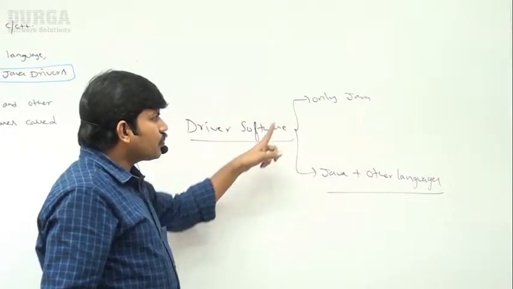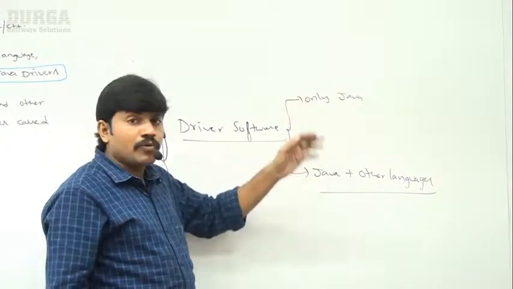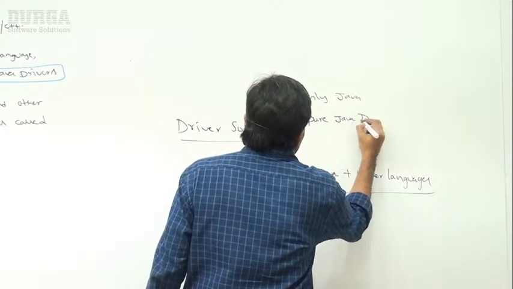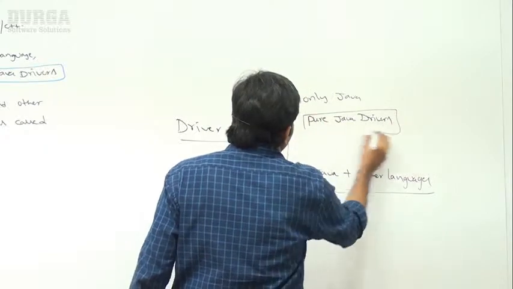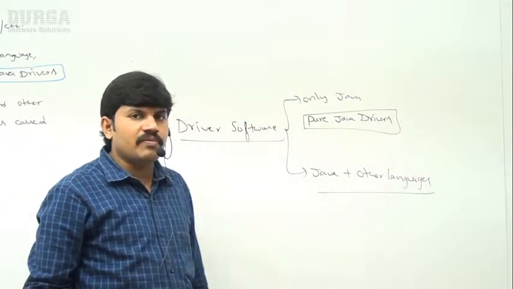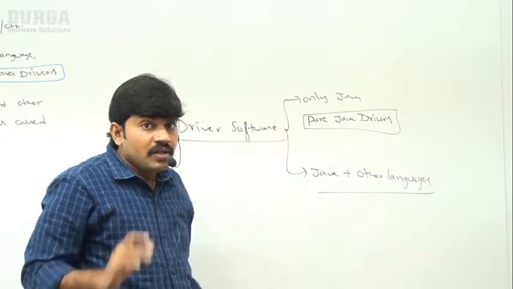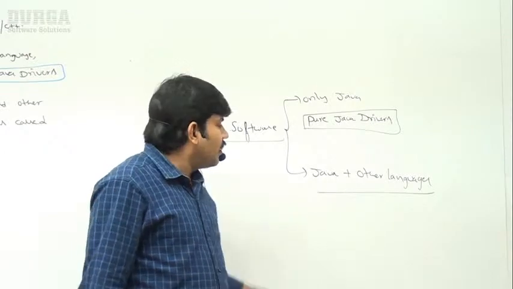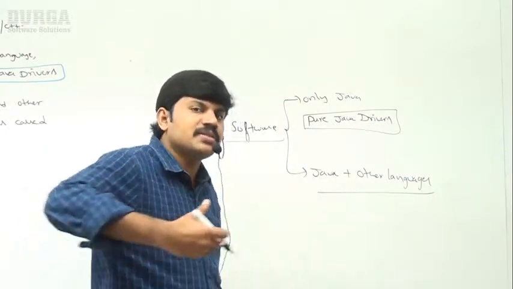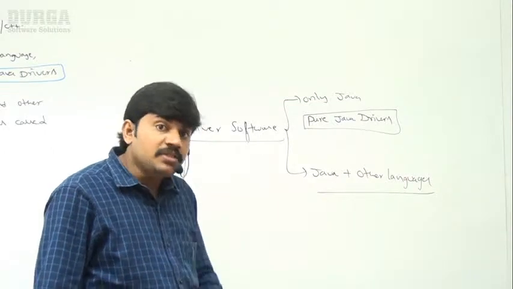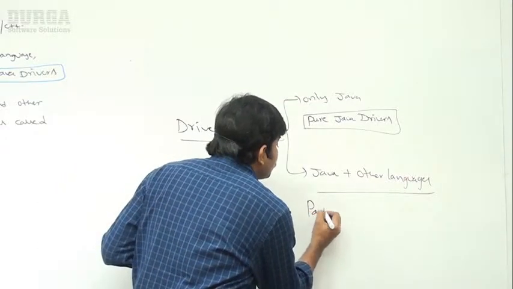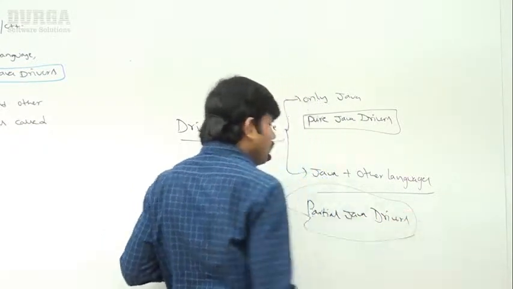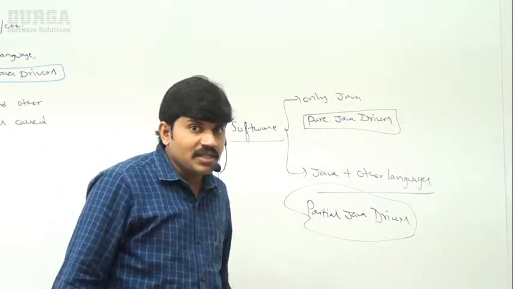If I use only Java, and the total driver software is developed only in Java, such type of drivers are called pure Java drivers. Remember this one, sir. Pure Java drivers: the complete driver software is developed only by using Java. Sometimes I can use Java with some other languages like C or C++. Such type of driver softwares are called partial Java drivers. Remember this one. So pure Java drivers are there, partial Java drivers are there.